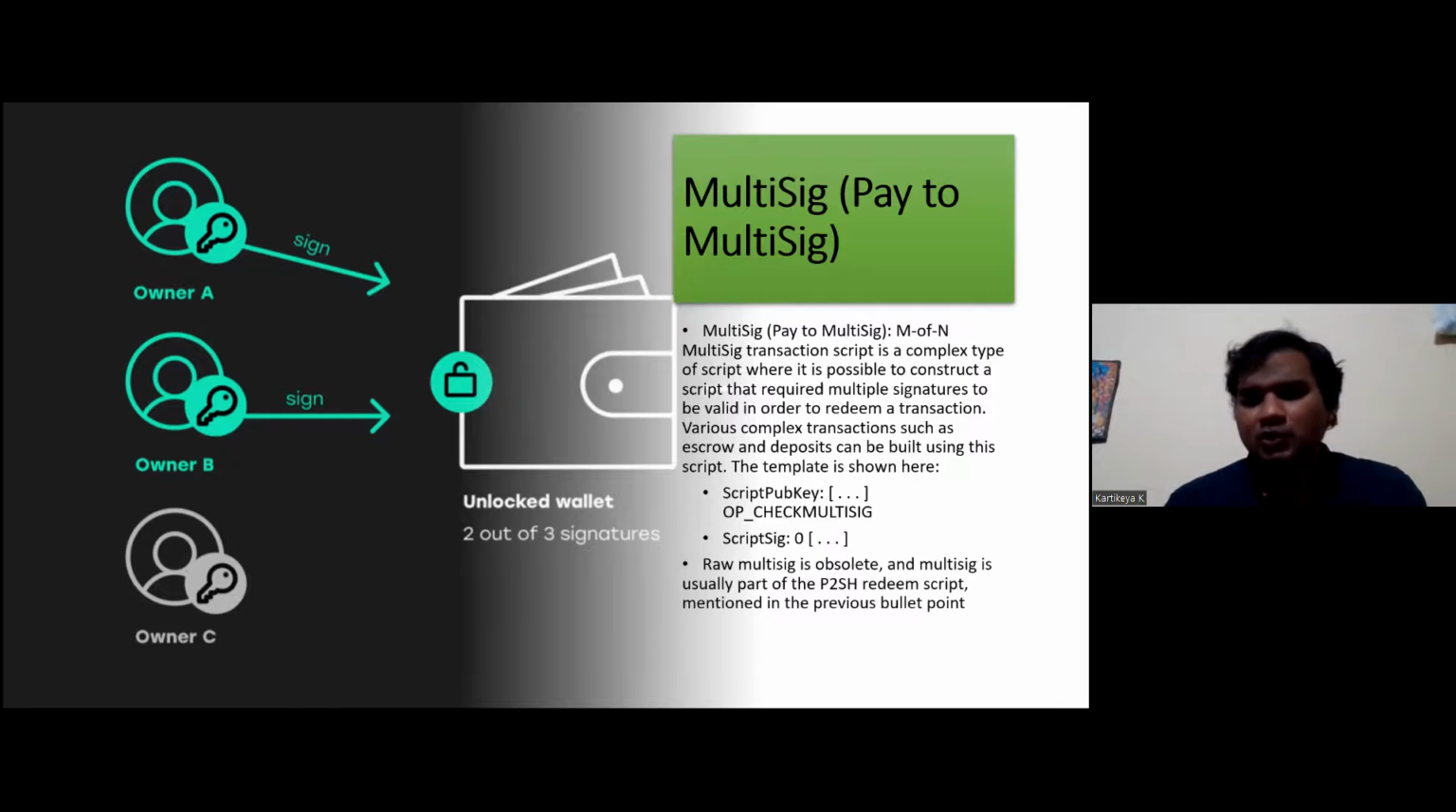Raw multisig is obsolete, and that means it is an earlier version. Multisig is usually part of P2SH, that means pay to script hash, as mentioned previously.